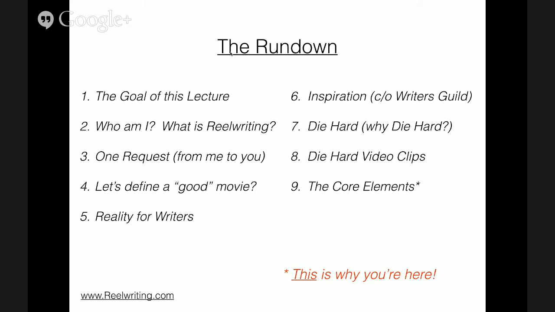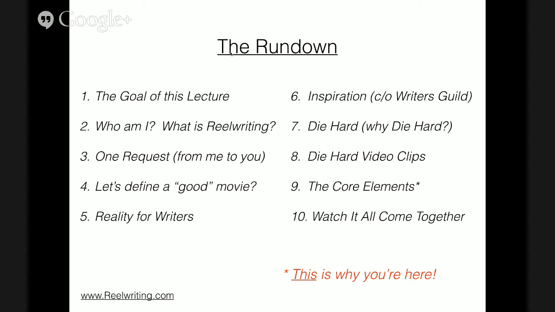The core elements. This is the money. This is why you're here. We're going to discuss the 8 core elements in the Reelwriting method, and by the time we're done learning them, you're going to have a whole new appreciation, not just for Die Hard, but for other movies out there and projects you are currently working on.